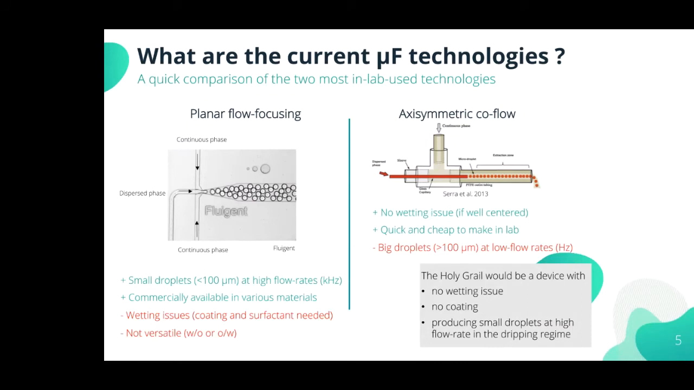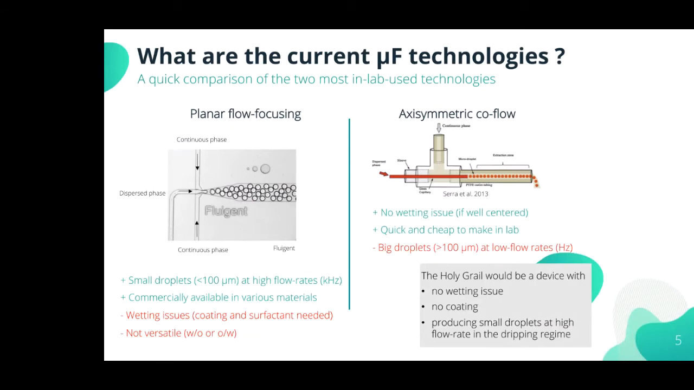In planar flow focusing, as the dispersed phase is always in contact with the chip walls at the junction, a coating has to be applied to avoid wetting issues. From my experience, I know that coating is a complicated matter because depending on the chemicals present in your phases, it will be altered, and finally you will get wetting issues. The change in performance can arise after months, days, or minutes. And of course, the chips are not versatile. The coating is either hydrophobic or hydrophilic for water in oil or oil in water, respectively.